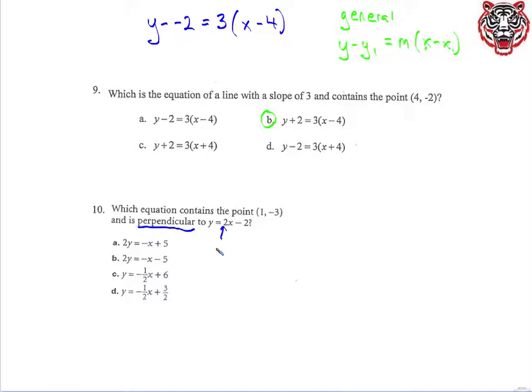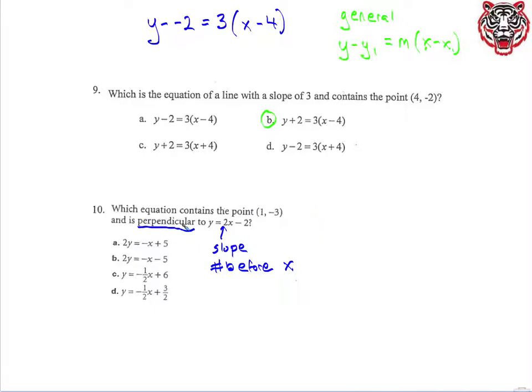Slope is the coefficient of the x. It's the number before the x. Maybe you want to add that to your notes.